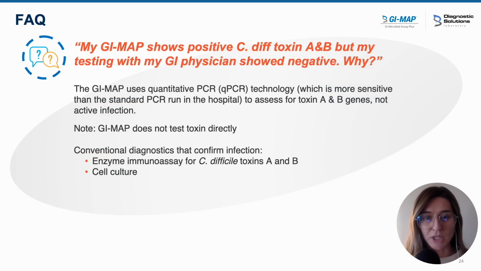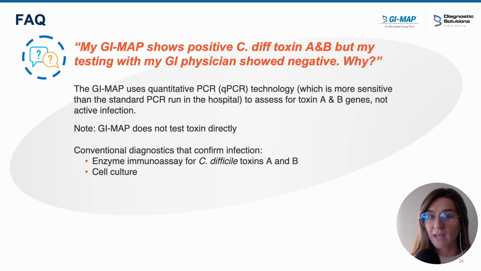Another frequently asked question is, my GI map shows positive C. diff toxin A and B, but my testing with my GI physician is negative. Why? Well, again, we need to first identify that the GI map does not assess toxin level directly, but it's looking for toxin A and B genes using quantitative PCR testing.